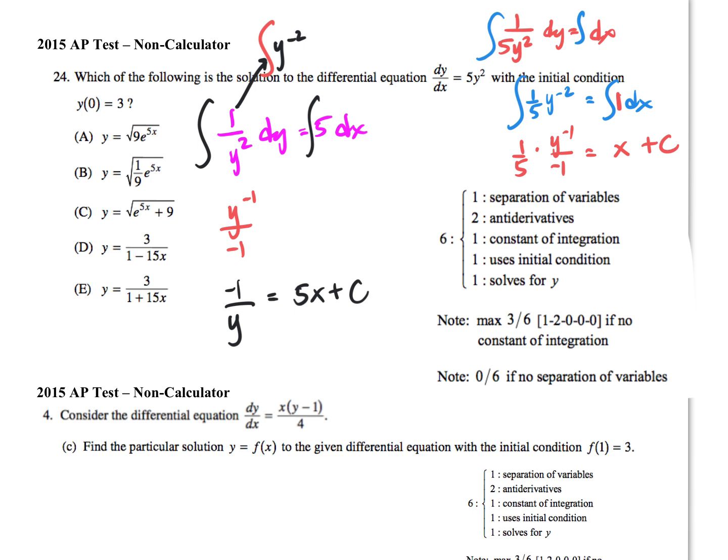Sound good? And then do we agree these are equivalent? Yeah. These are equivalent because what is 5 times a constant? It's still a constant, just as a reminder of that.